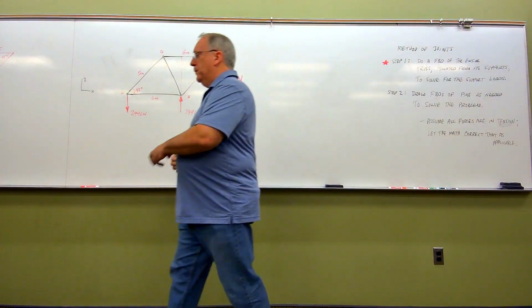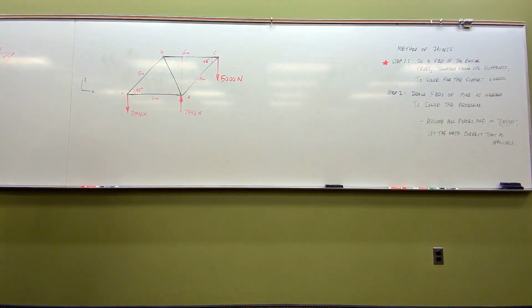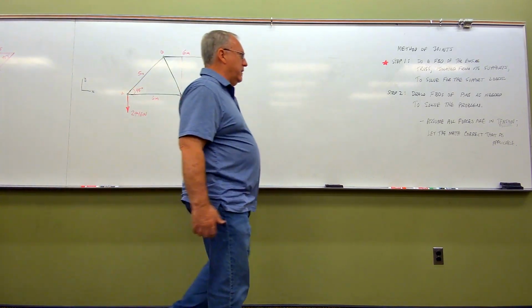Step two. Step two, folks, is a kind of a loop step, if you will. In step two, we're going to draw free body diagrams of pins. The whole method of joints, after we do the free body diagram of the entire truss, just relies on us drawing free body diagrams now of pins, as many as we need to solve the problem. And note this little side sub-bullet down here, folks.